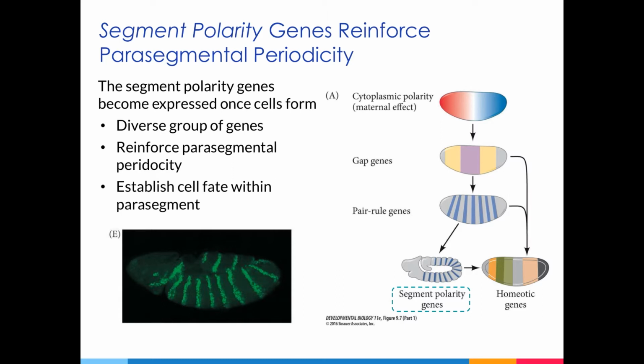The segment polarity genes are expressed in a pattern of 14 stripes along the anterior-posterior axis of the animal. Remember that the portion of the fly that's going to give rise to the most posterior region is actually located under the head for a period of time during gastrulation. The segmentation genes are going to be important for establishing cell identity within parasegments.